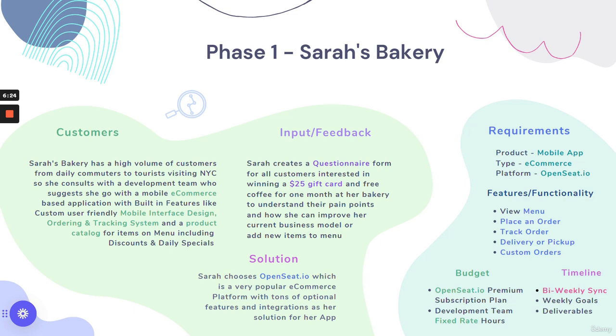Through this experience, Sarah was able to analyze and extract requirements for her mobile application. Sarah lists down very important details such as what the end result will be, which is a mobile application, the type of mobile application, which is e-commerce, and the platform she will be incorporating, which is OpenSeat.io. The most critical features or functionality within our mobile application include view menu, place an order, track order, delivery or pickup option, as well as bespoke or custom orders.